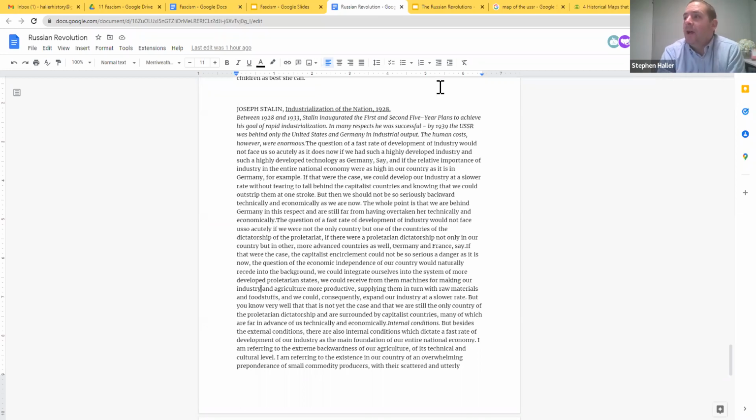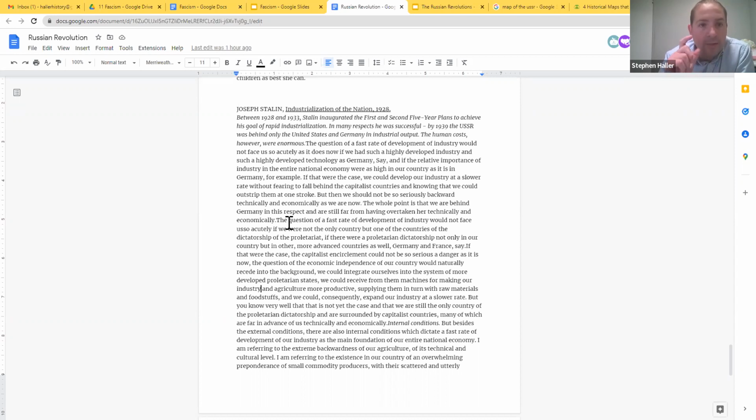So he says, the question of a fast rate of development of industry would not face us so acutely as it does now if we had such a highly developed industry and such a highly developed technology as Germany, say, and if the relative importance of industry in the entire national economy were as high in our country as it is in Germany, for example. If that were the case, we could develop our industry at a slower rate without fearing to fall behind the capitalist countries and knowing that we could outstrip them at one stroke. The whole point is that we are behind Germany in this respect and are still far from having overtaken her technically and economically. The question of a fast rate of development of industry would not face us so acutely if we were not the only country, but one of the countries of a dictatorship of the proletariat.